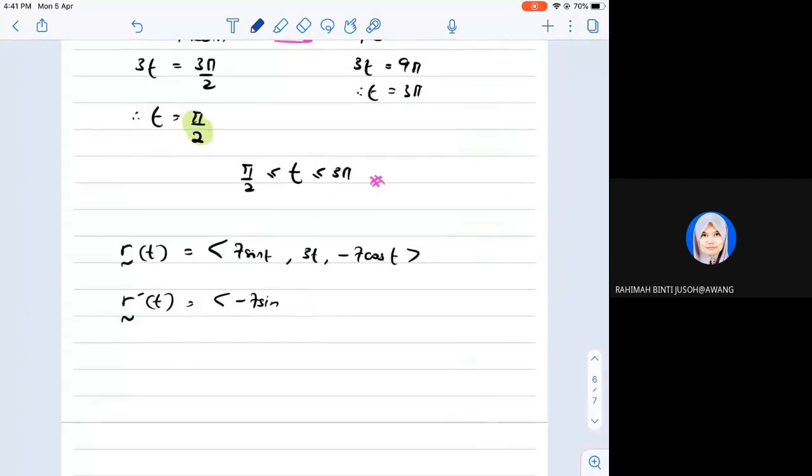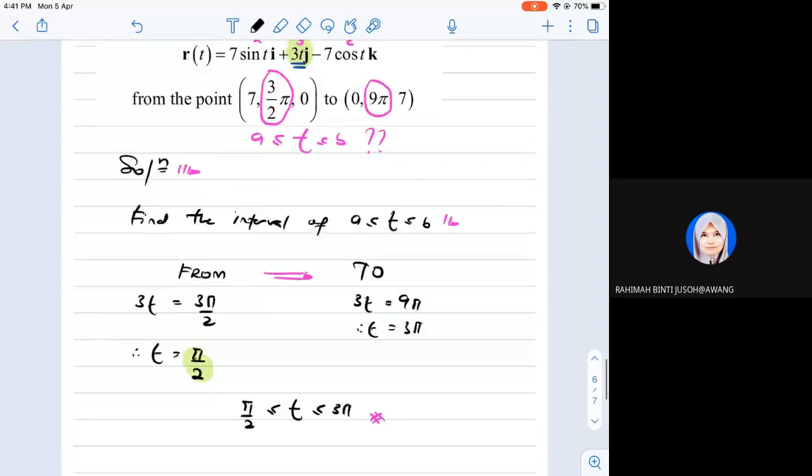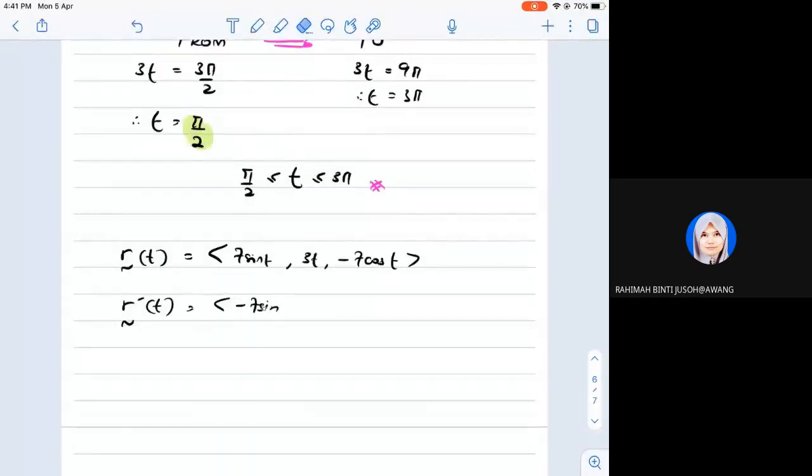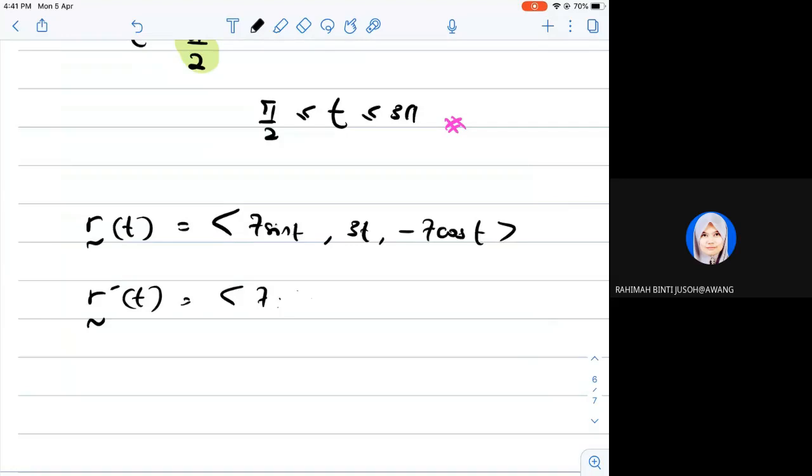Apa tadi? Oh, differentiate. Okay, so differentiate. Saya tersilap tadi kan? 7 sin t negatif 3 cos t. Okay, dah betul dah. So, this one, you differentiate sin, you akan dapat positive cos. Okay, differentiate 3t, we will get 3 lah. Differentiate negative 7 cos t, we will get positive or negative? Yes, positive sin t. Macam tu.